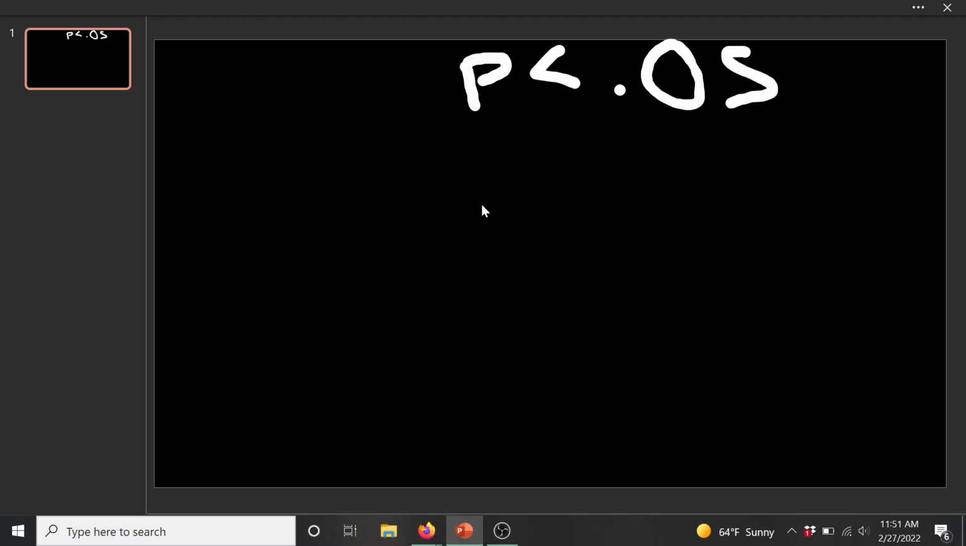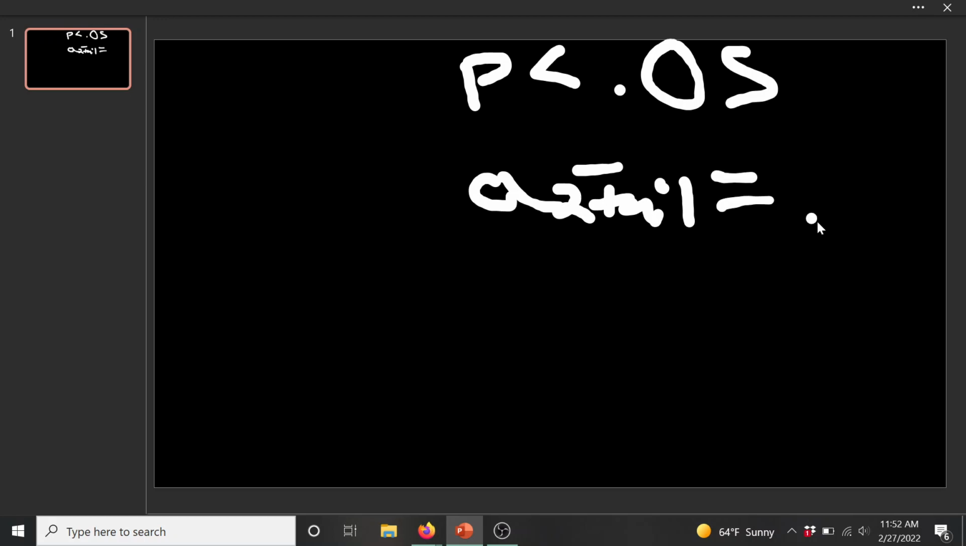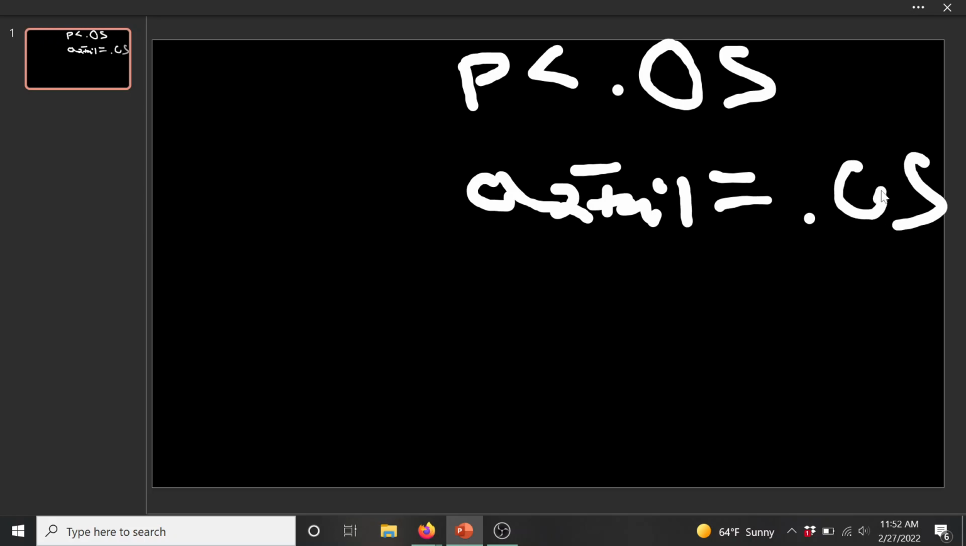Okay, so we had the question in class about, well, the question on the homework was p is less than 0.05, and you're doing a two-tailed p-value with alpha two-tail equals 0.05, right? And so this is what we wanted to know.